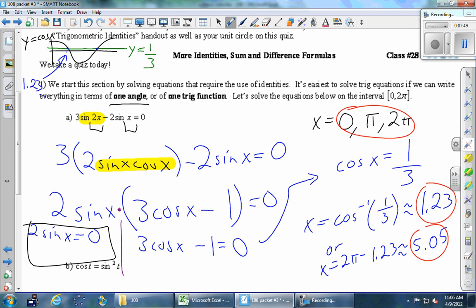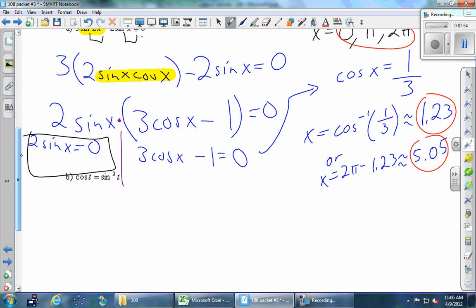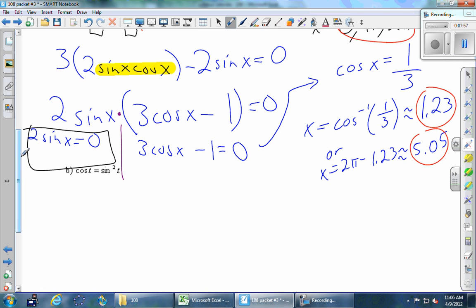Okay, so let's try part B. Here we're looking to solve cosine t equals sine squared t. I feel like we could play the same game as before. You could bring the sine squared over, equals 0 is almost always the right thing to do when solving equations. The technique up above was factor out. Can you factor something out of these? No. So there isn't a whole lot to do here in terms of what we did above.